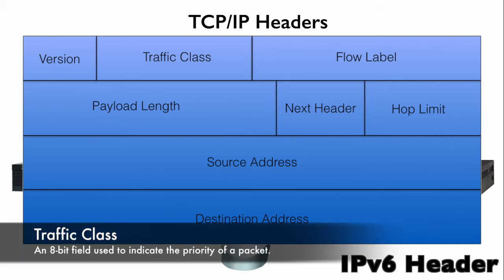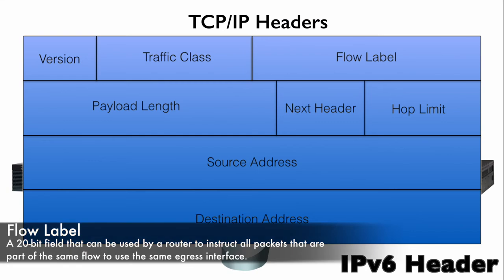There's a traffic class field, which is very similar to the type of service field that we had in an IP version 4 packet. The flow label field is a 20-bit field, and it can be used to tell a router to use a specific outbound connection for a traffic flow if a router has more than one outbound connection. And by having all of the packets in a flow using the same outbound interface, that's going to reduce the odds that packets might arrive out of order.